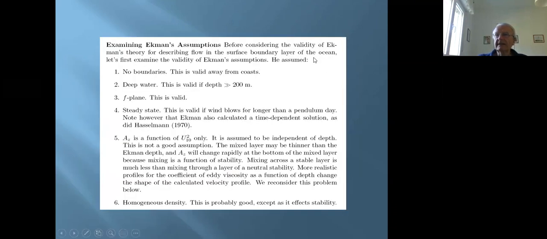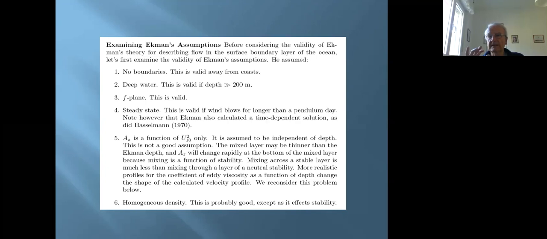So let's see under which conditions Ekman obtained these solutions. By seeing under which conditions Ekman obtained these solutions, we can also understand in which conditions, and how good, these are valid or good assumptions of the real wind-induced flow in the ocean. The first assumption is that there are no boundaries.